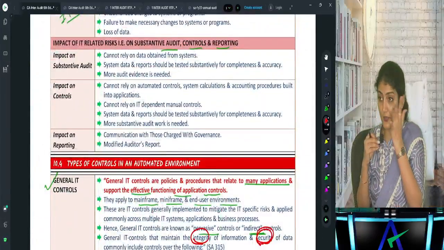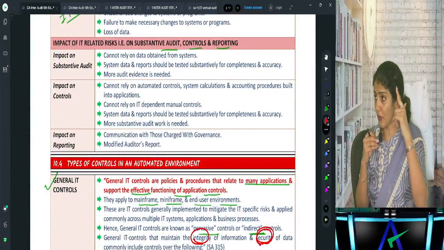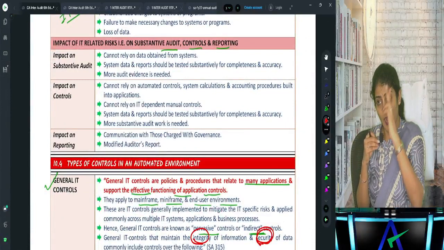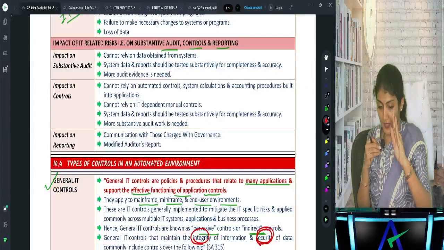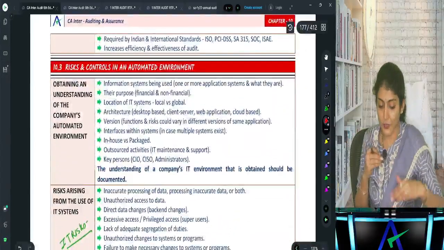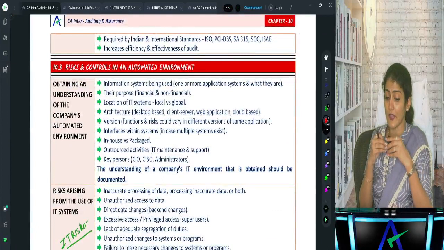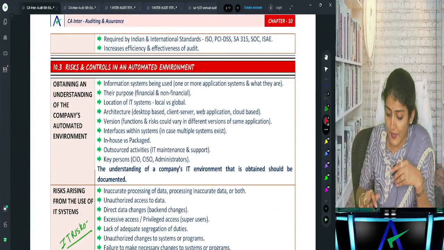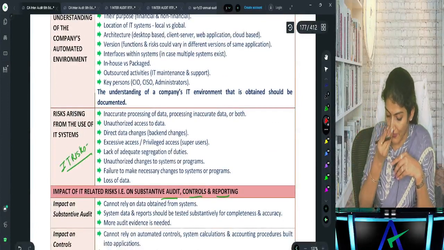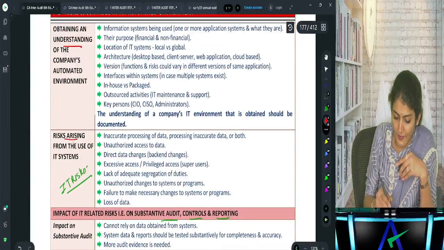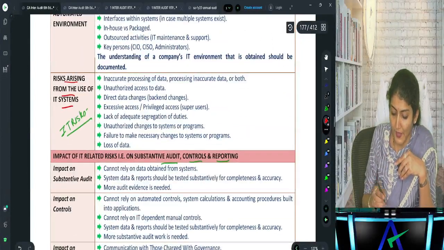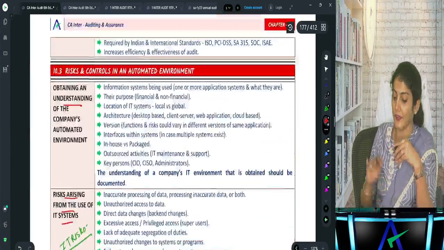What are the types of control? General IT control, application controls, and the IT dependent control. Under general IT, we have 4 controls over there. Okay, right. Now coming to the next questions over there. What are the next questions? The risks and controls in an automated environment, and also the risk arising from the use of IT and the impact of the IT related risk.